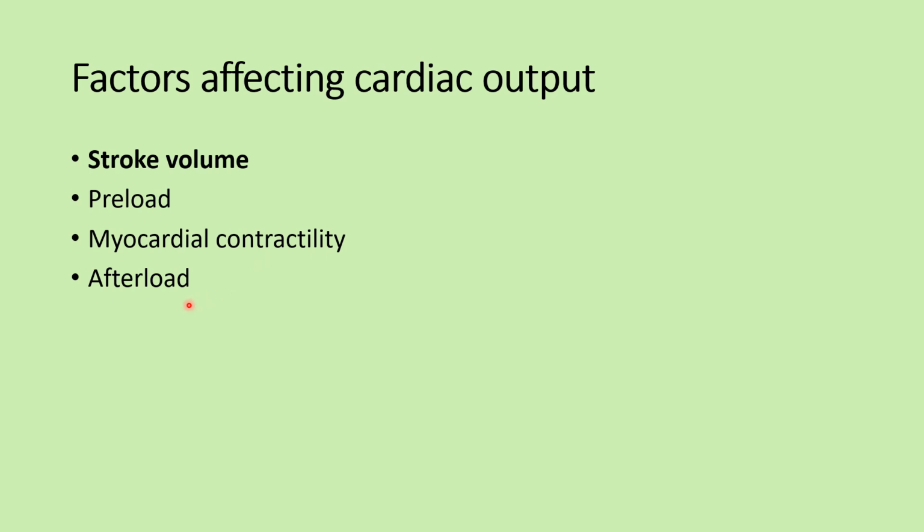Afterload is the resistance to the flow of blood from the aorta. So afterload is the resistance to the cardiac output. So stroke volume depends on the preload, that is end diastolic volume, myocardial contractility and afterload. Afterload mainly depends on the peripheral resistance and viscosity of the blood.